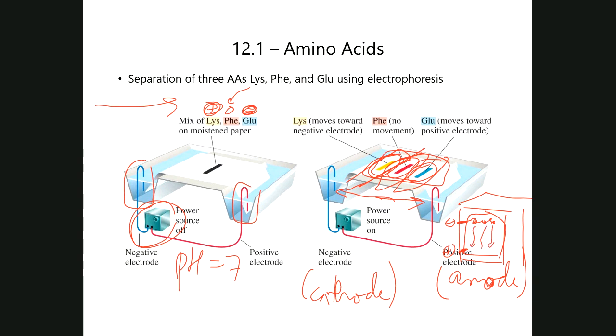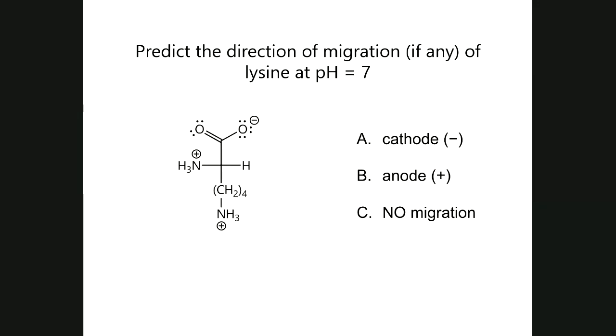And in that case, it's the size that makes the difference. When you have things that are many different sizes, things will migrate based on size from the top to the bottom in the vertical direction, and then you can manage to separate them that way. So it's all based on particles that are charged, exposed to an electrical field, migrating in the direction based on their charge, okay? All right, so if this is lysine at pH 7, which direction is lysine migrating to?